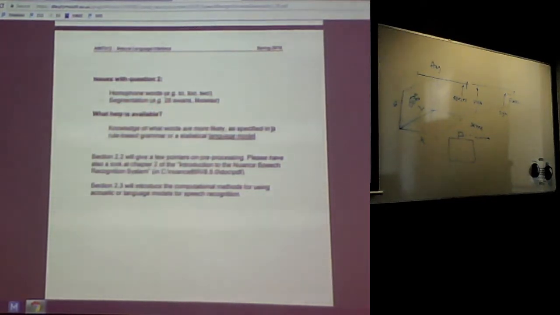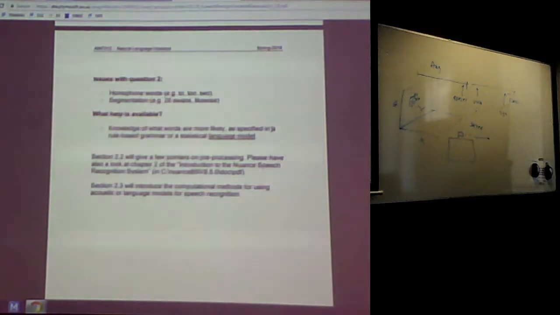Is it 26 ones, number ones? Was it 26 birds? Or likewise, you could say, I like wise people, in which case these are different words. Or if it's a sentence, likewise, maybe one word. So how does speech recognition decide how to take these sounds and group them into different words? The help is knowledge of what words are more likely, and generally you could specify that in a rule-based grammar or in a statistical language model.